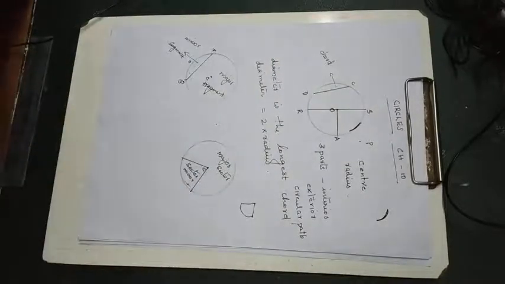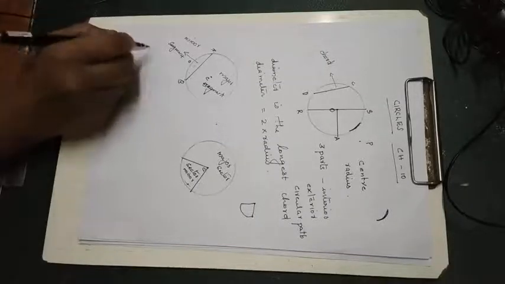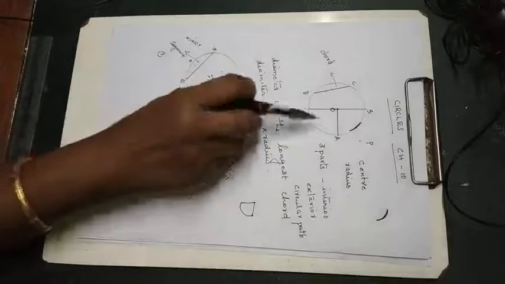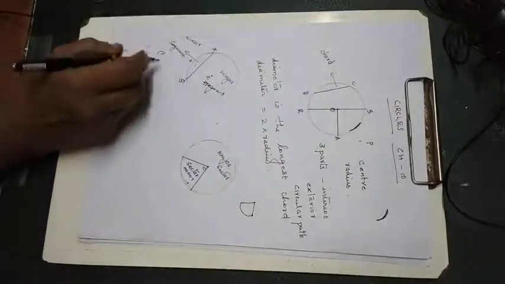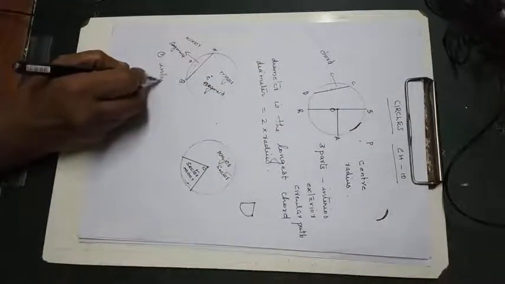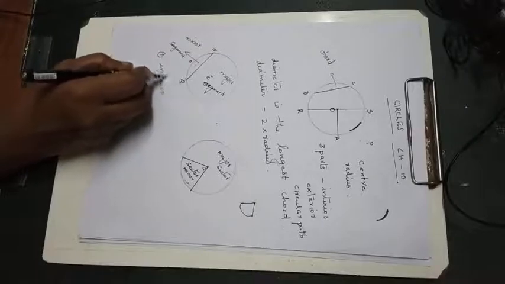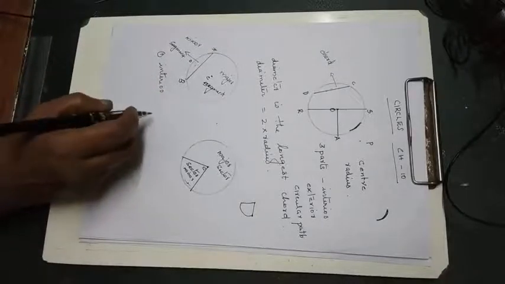Now exercise 10.1, first one is fill in the blanks. The center of the circle lies in the dash of the circle. The center of the circle lies in the interior of the circle.